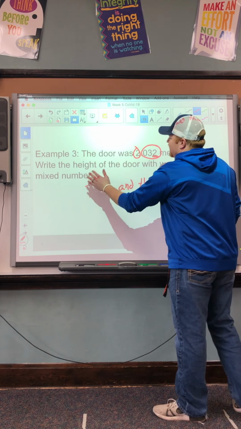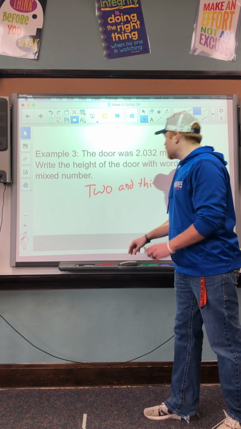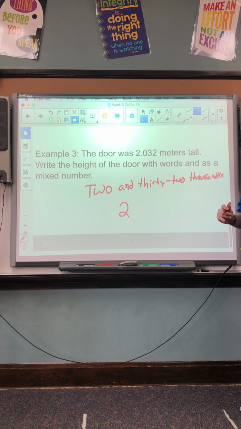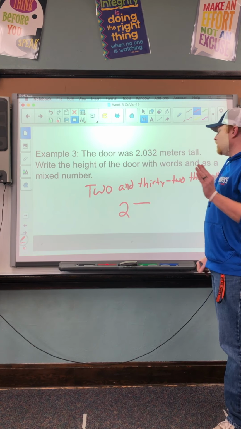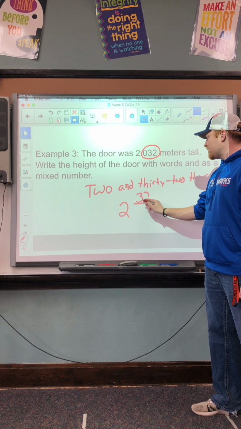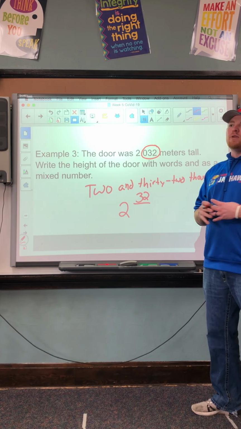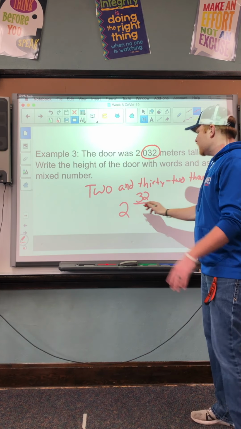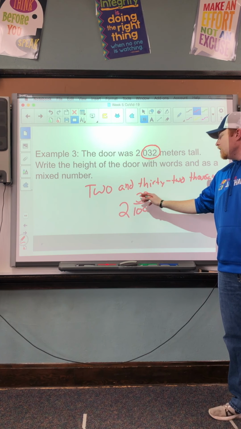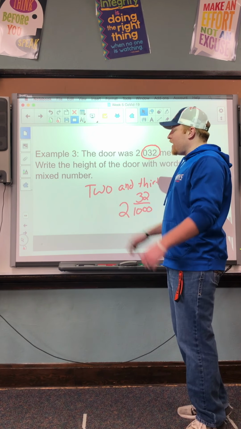Now we need it as a mixed number. First, again, focus on the whole number, which is 2. That's your whole number. Now 32 thousandths. Your numerator is the number shown, so your numerator is 32. And then the last place value represented is thousandths. So what number represents thousandths? 1,000. So then it'd be 32 over 1,000. Again, 2 and 32 thousandths. Okay? That's the lesson for today.